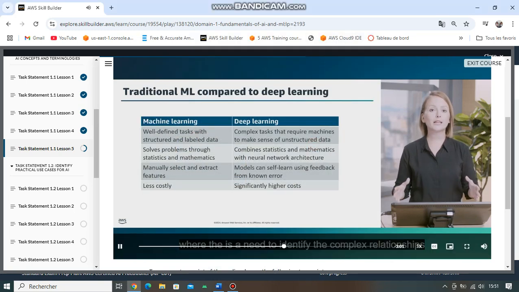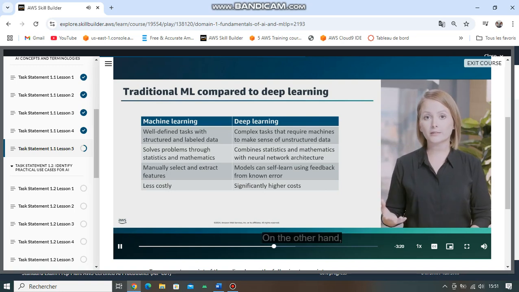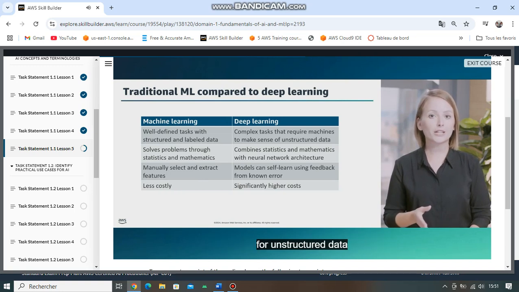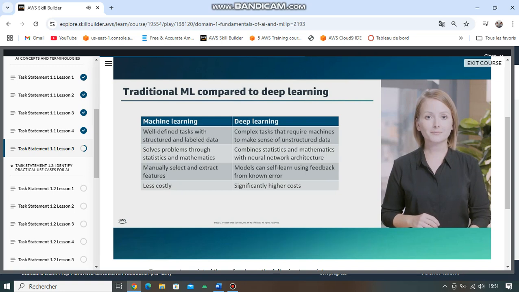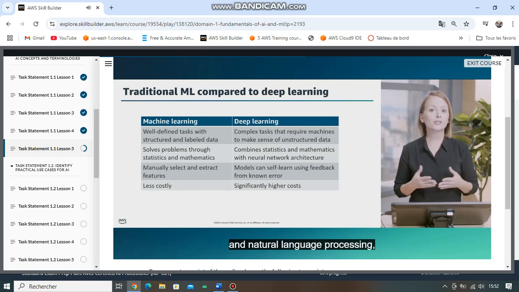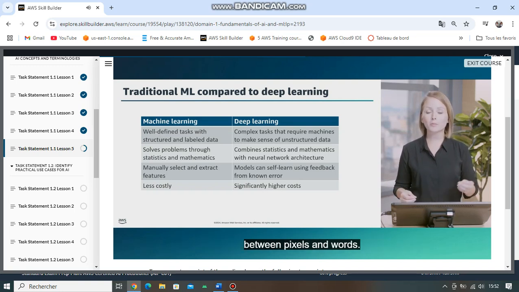Identify the complex relationships between pixels and words. On the other hand, deep learning solutions are more suitable for unstructured data like images, videos, and text. Tasks for deep learning include image classification and natural language processing, where there is a need to identify the complex relationships between pixels and words.